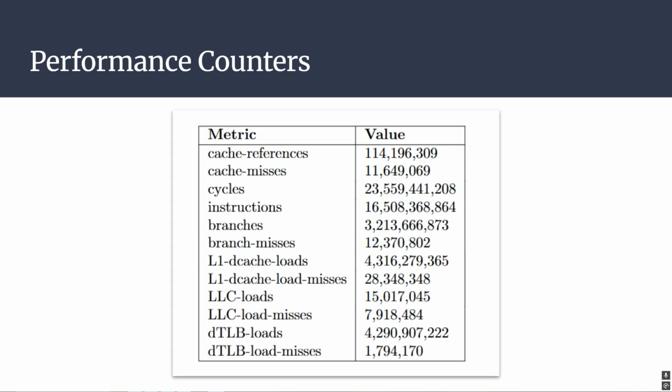Now, here's a real sample we collected using perf, and I'll explain each counter that we use. Cache references is the total number of cache accesses. Cache misses is the number of times the data was not found in the cache and had to go to the main memory. Cycles is the total number of CPU clock cycles. Instructions is the total number of instructions executed by the CPU. Branches is the total number of branch instructions executed. Branch misses is the number of times the CPU mispredicted a branch.